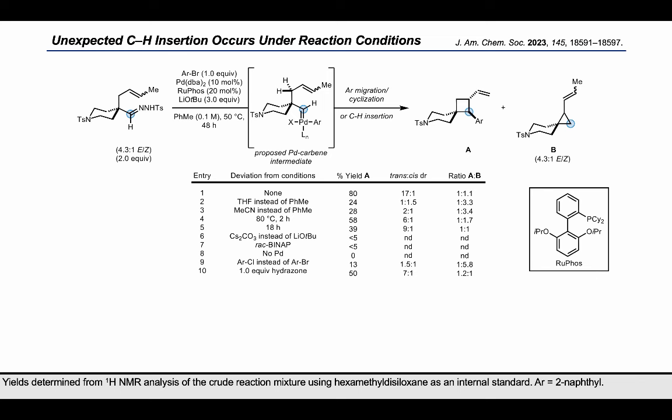of hydrazone, Pd(dba)2 as a precatalyst, RuPhos as a ligand, lithium tert-butoxide as the base, and toluene at 50 degrees C for 48 hours. We found that more polar solvents decreased reaction yield and product selectivity, and heating to 80 for 2 hours decreased both reaction yield and product selectivity, favoring C-H insertion.